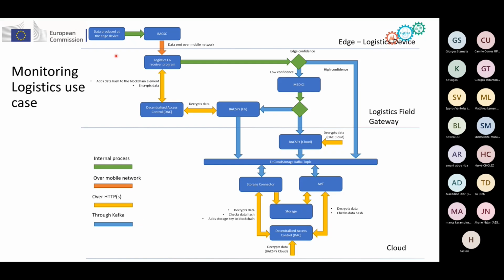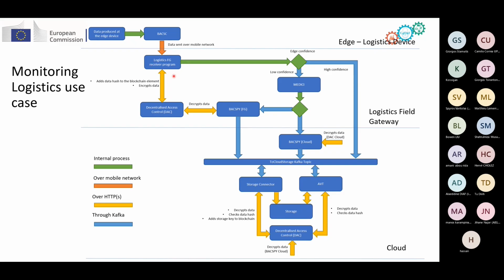The data, of course, are produced on the edge device, as we mentioned earlier, the data about GPS and acceleration. On this microcontroller device, the first evaluation of this data is performed using the BACC module. And then the data are sent over the mobile network, through the mobile operators, to the logistics field gateway server. And they are received by a program there, whose main job is to receive this data and prepare it for the next step.